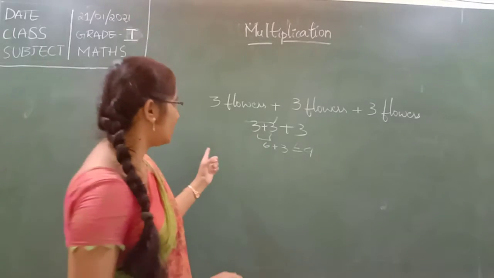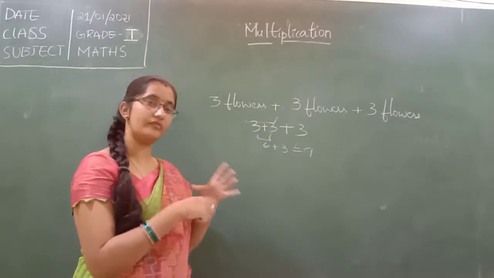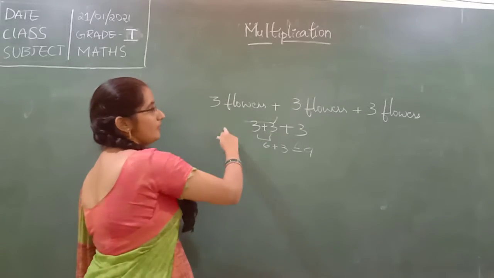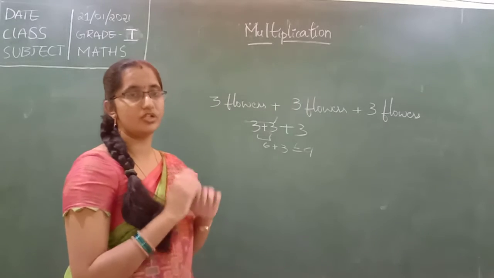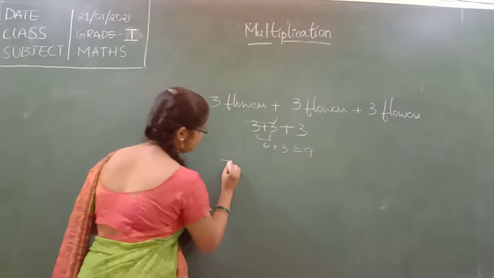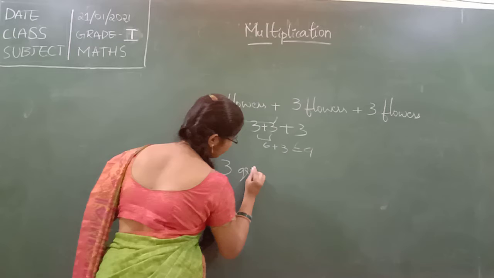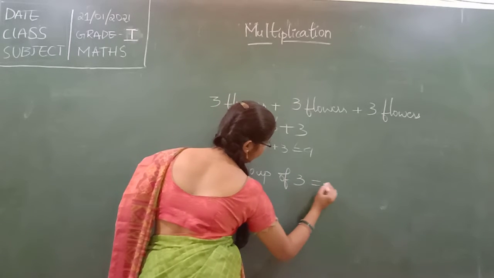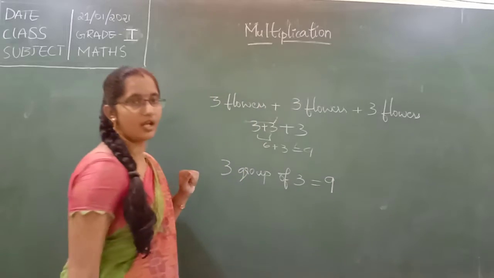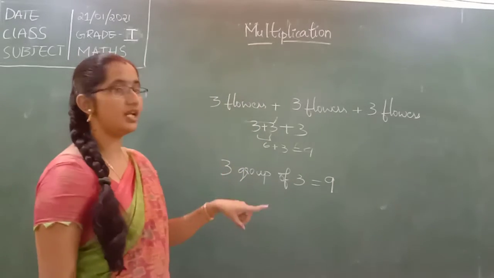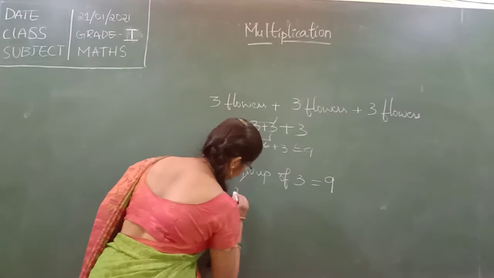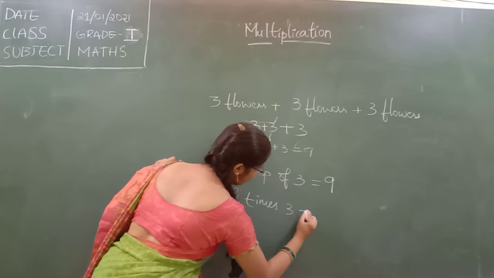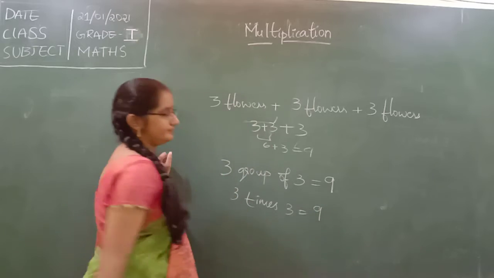How? 3 groups of 3 flowers. We have 3 groups, and we have 3 flowers in each group. So 3 groups of 3 is equal to 9. So 3 times 3 equals 9.